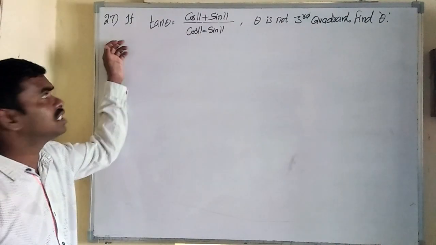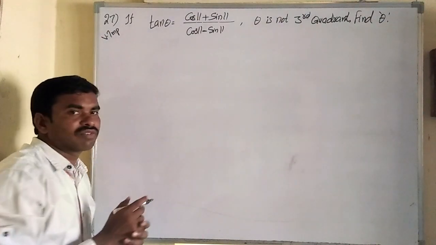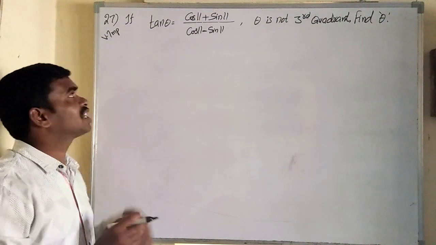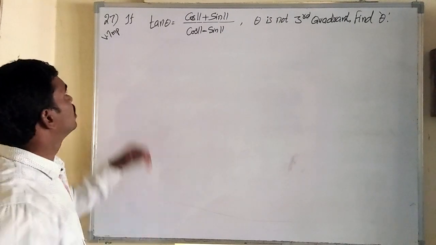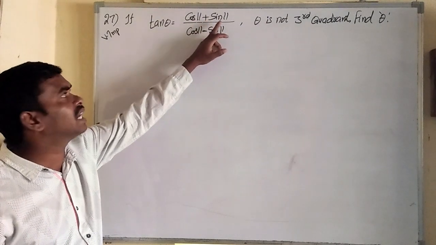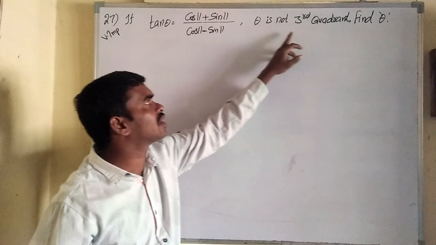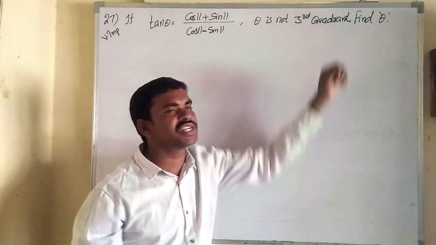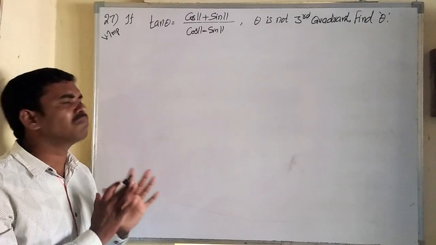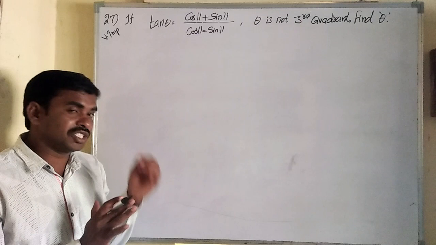Next, question 27. This is a very important question and a very easy question. After listening to this question, you will get some relief, because I will give you one more question also in this module. Okay. If tan theta is equal to (cos 11 plus sin 11) by (cos 11 minus sin 11) and theta is not in the third quadrant, then find theta. Okay. This is a very important question. Many times it is repeated in the exam. So, give more priority to this question.